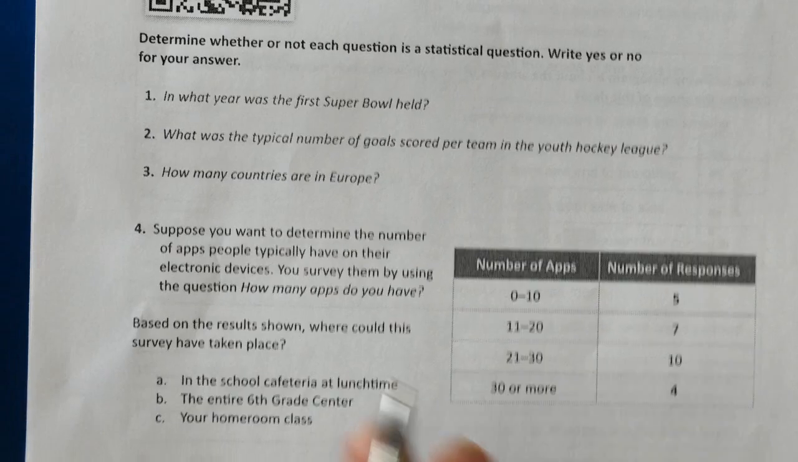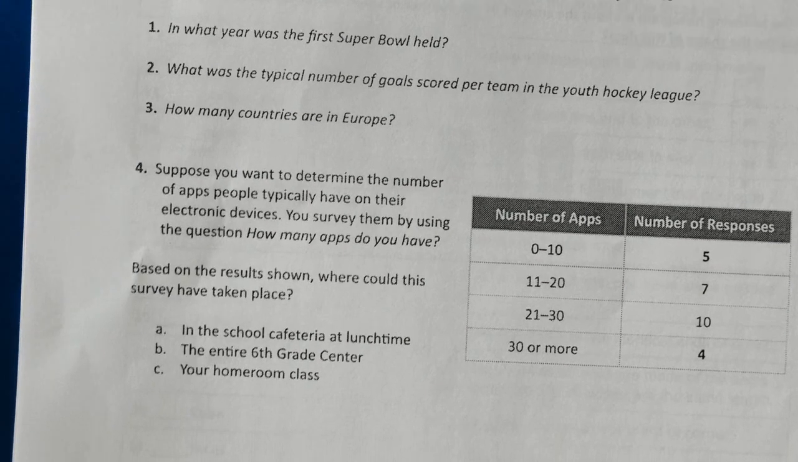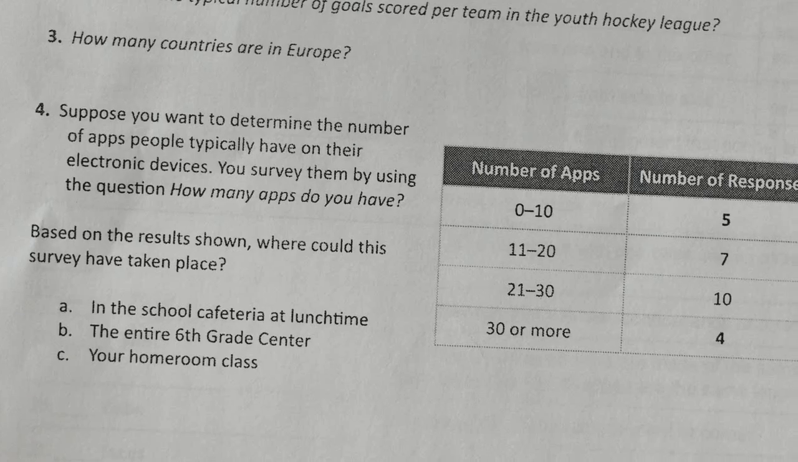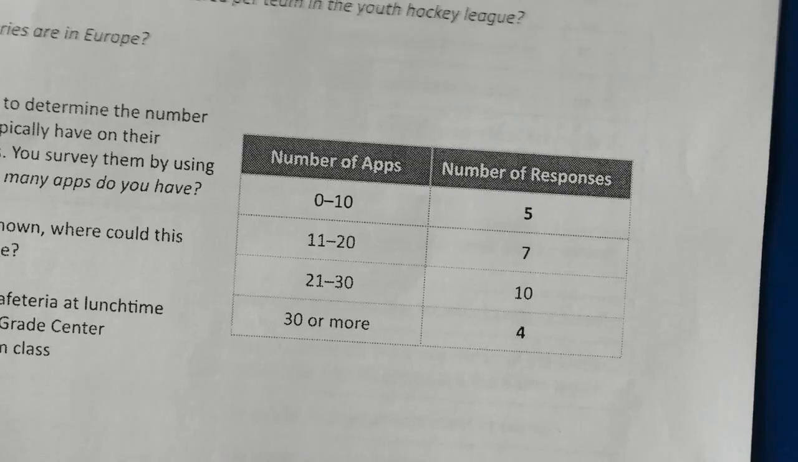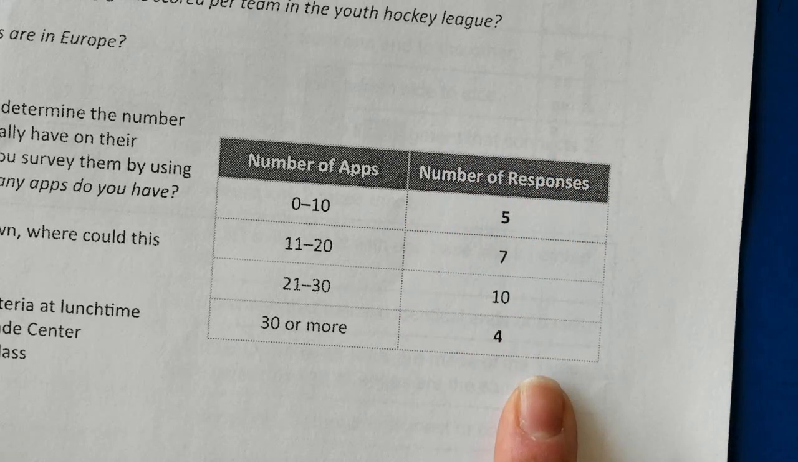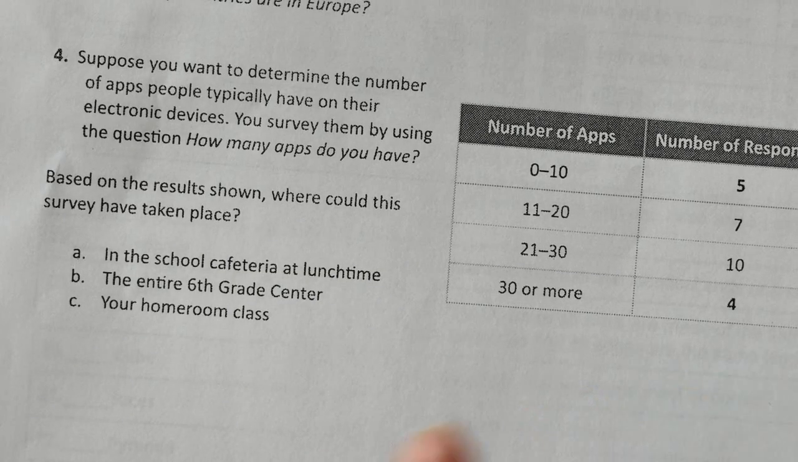All right, then question number 4 says, suppose you want to determine the number of apps people typically have on their electronic devices. You survey them by using the question, how many apps do you have? And then based off of the results, so here's the number of responses or the frequencies. Based off of those, where could this survey have taken place?